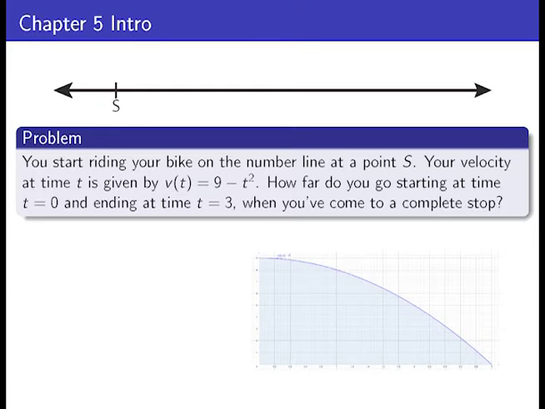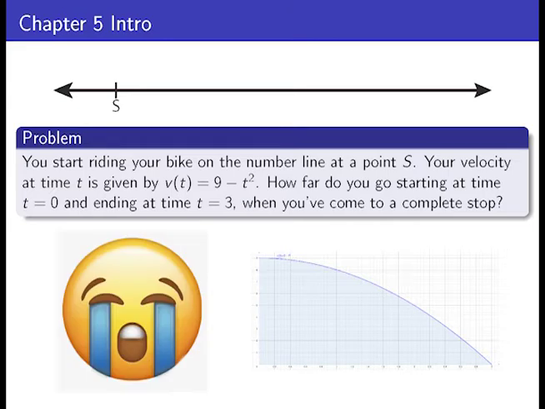Sticking to our previous interpretation, it must be the same as the area represented by the blue shading here, which is the area below the function v of t equals 9 minus t squared. Unfortunately, this isn't a rectangle, triangle, or some other polygon whose area we already know, which means we're going to have to figure out how to compute it some other way.